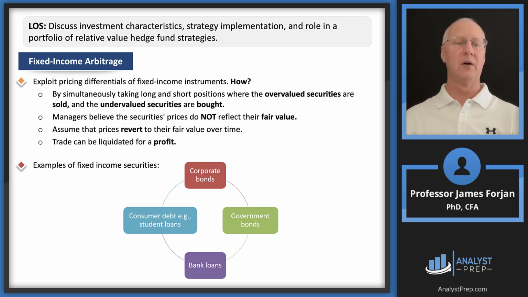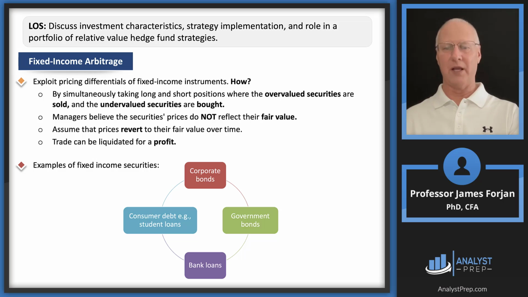All right, so fixed income arbitrage. Well, look at the bottom there. What do we have? Corporate bonds, we can easily buy those. Government bonds, we can easily buy those. Bank loans, well, we'd have to go into the collateralized debt market, which we can do as a hedge fund, right?